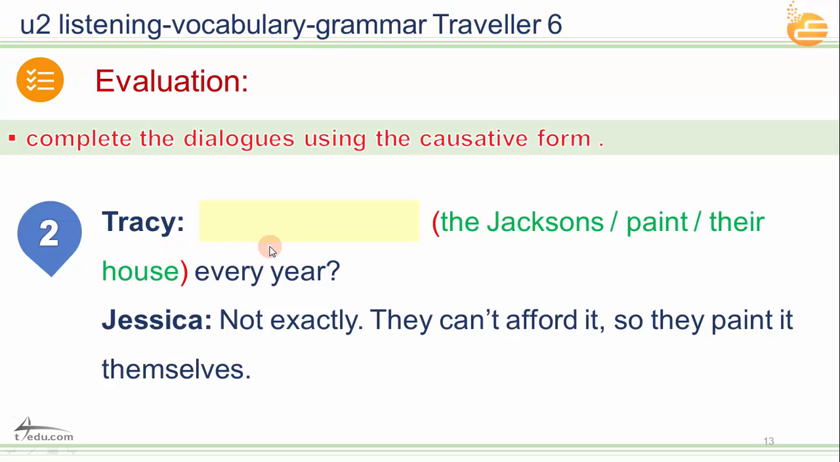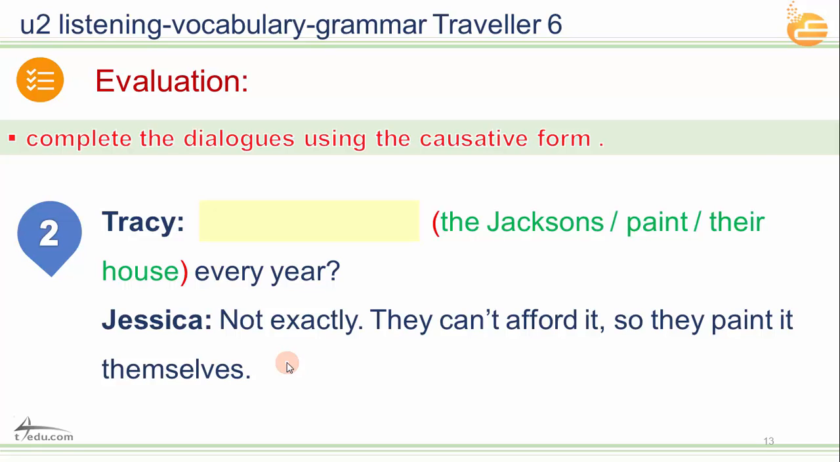Okay, now the second example about the Jacksons, we have Tracy and Jessica. So Tracy is going to say something, and it's a question. Do the Jacksons paint their house every year? Jessica, not exactly. They cannot afford it, so they paint it themselves. So they don't have too much money to get somebody to paint their house every year, so they do it themselves. So what are we gonna say?